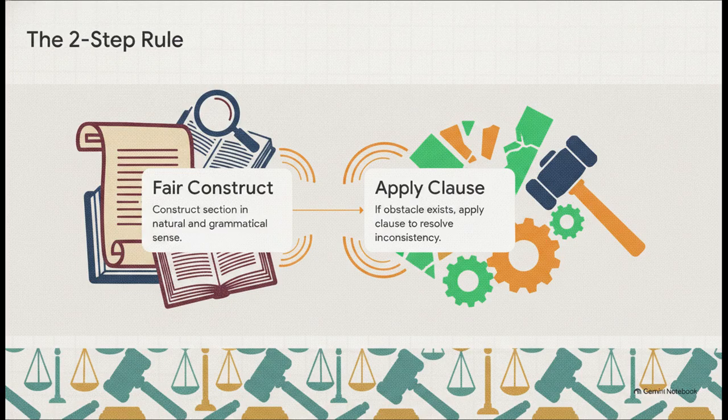Then, Step 2, only if an obstacle or inconsistency exists with another law do you actually trigger the non-obstante clause to clear that obstacle. It's often treated as a tool of abundant caution. You absolutely cannot use the overriding clause to magically expand the meaning of a poorly written law. The enacting words themselves must be perfectly clear first.